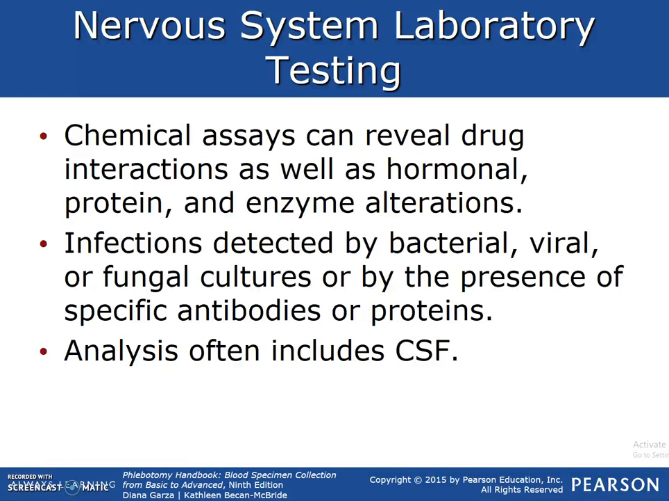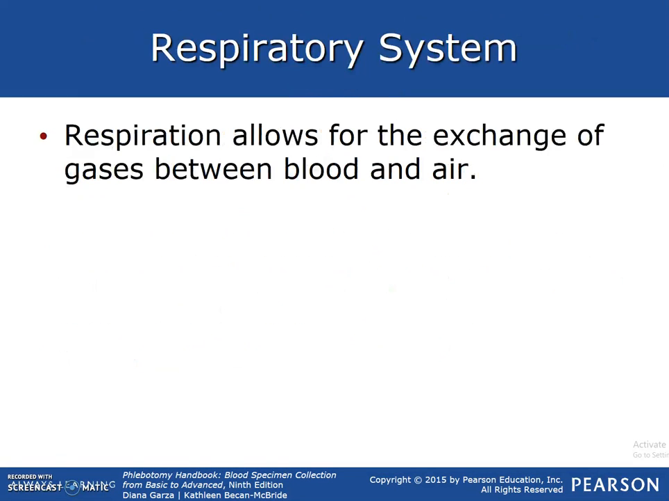So, nervous system laboratory testing. Chemical analysis can reveal drug interactions as well as hormonal, protein, and enzyme alterations. Infections are detected by bacterial, viral, or fungal cultures or by the presence of specific antibodies or proteins. Analysis often includes cerebrospinal fluid. They will look at this if they suspect the patient might be coming in with signs and symptoms of meningitis.